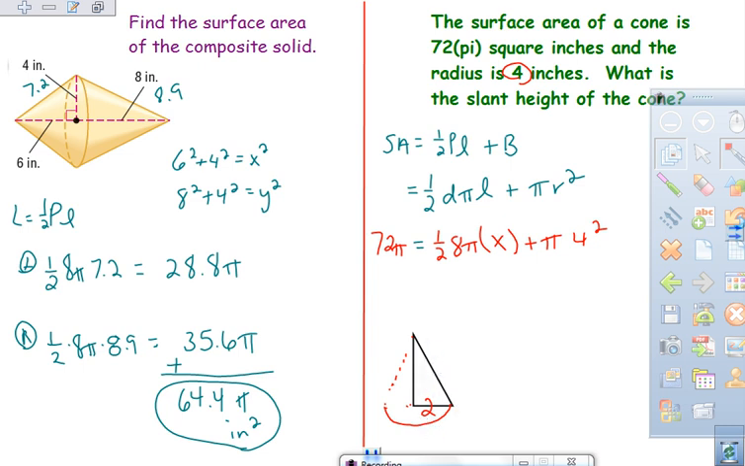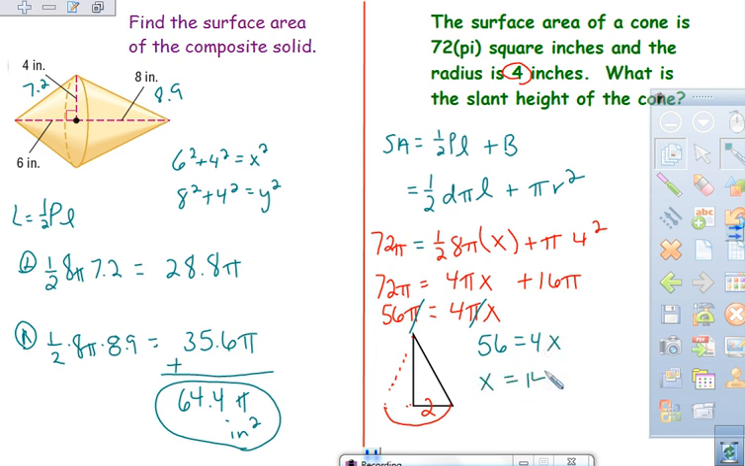So if I simplify, half of 8 is 4, so we get 4 pi x. The next thing we can do is subtract the 16 pi. The next thing I notice is that I have a pi on the left and the right side, so I could just divide it off. And I have 56 equals 4x, divide by 4, and that slant height is equal to 14 inches.